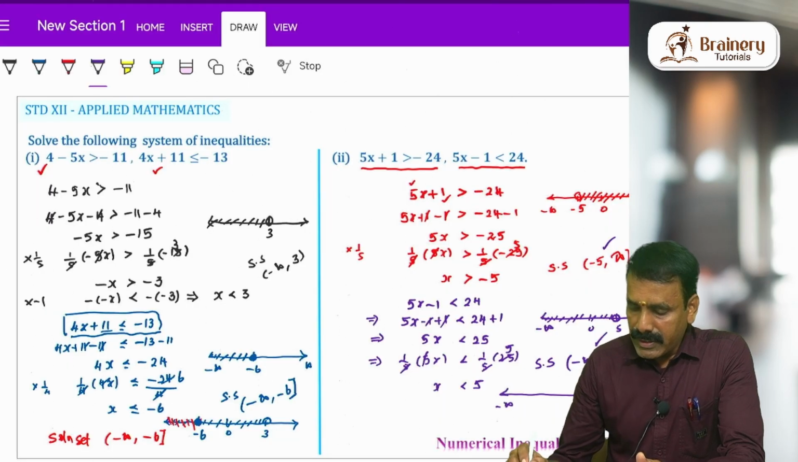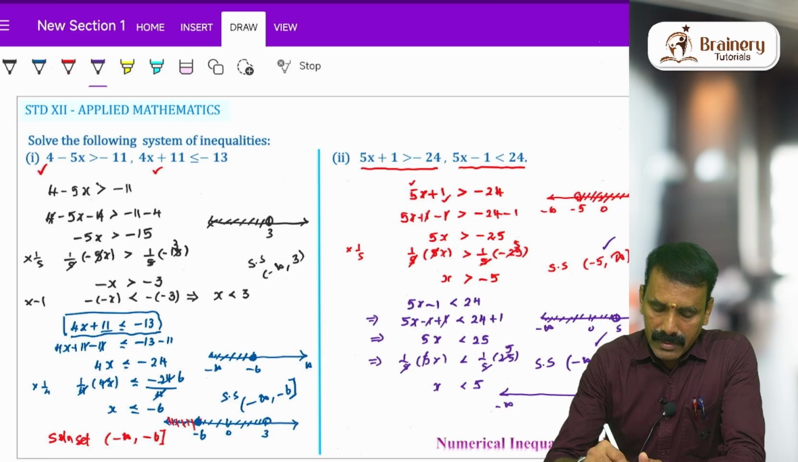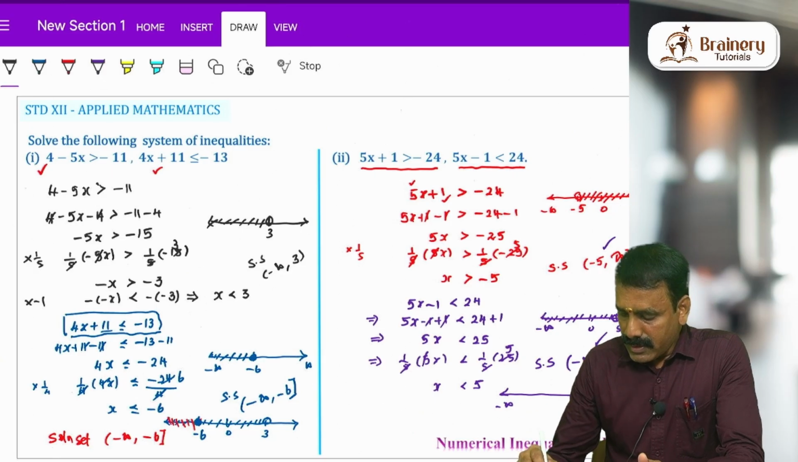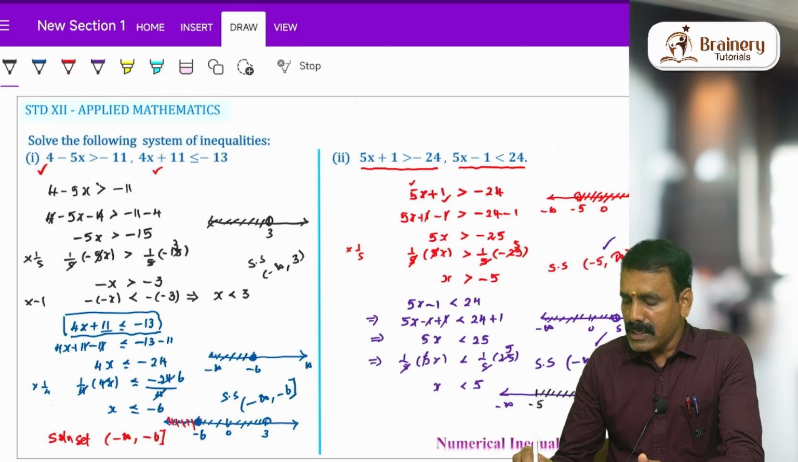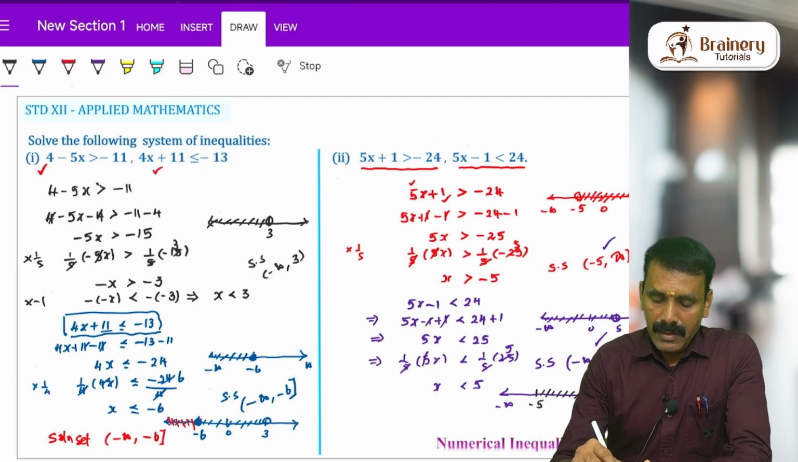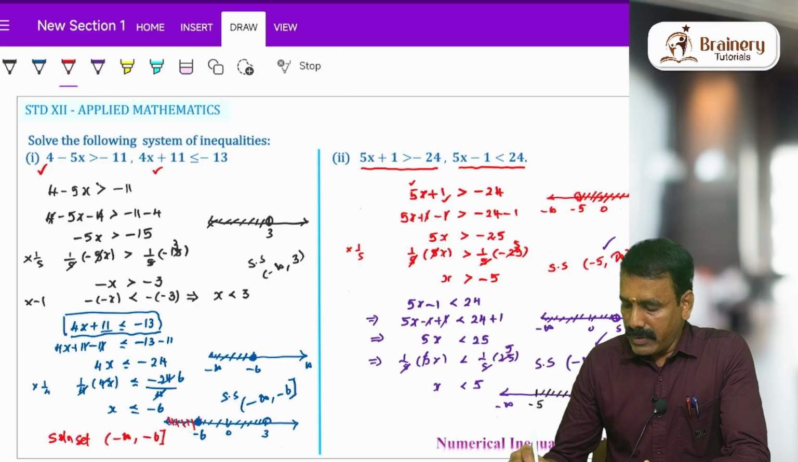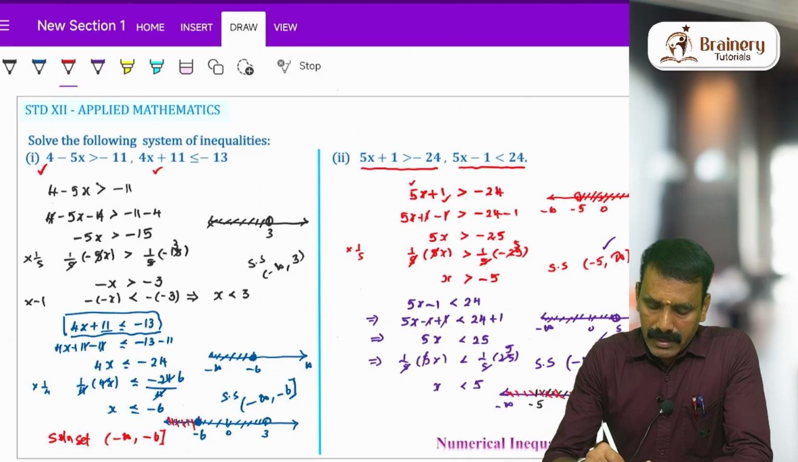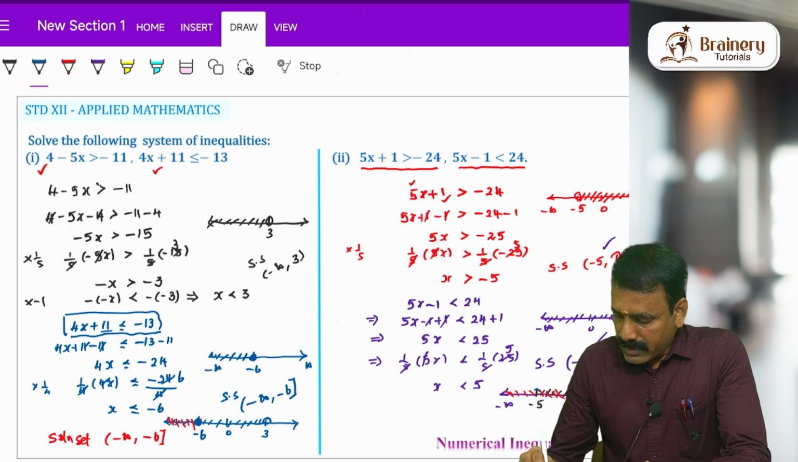Minus infinity to plus infinity. First one, minus 5 and to the right side. This is the solution set for the first inequality. Second inequality, we take plus 5, and we shade the left side of plus 5. And very clearly, both end values, minus 5 and plus 5, are excluded.